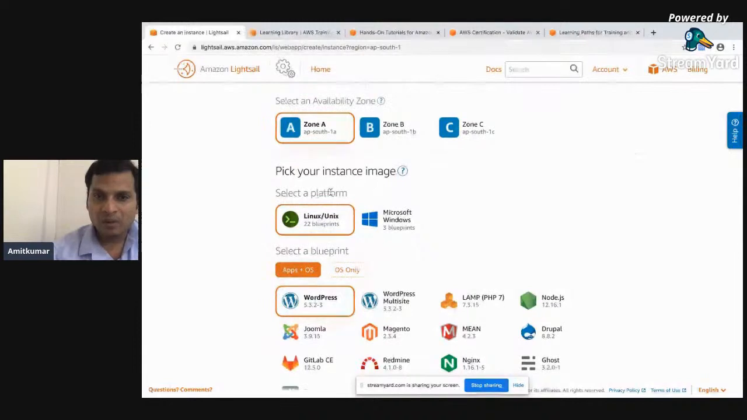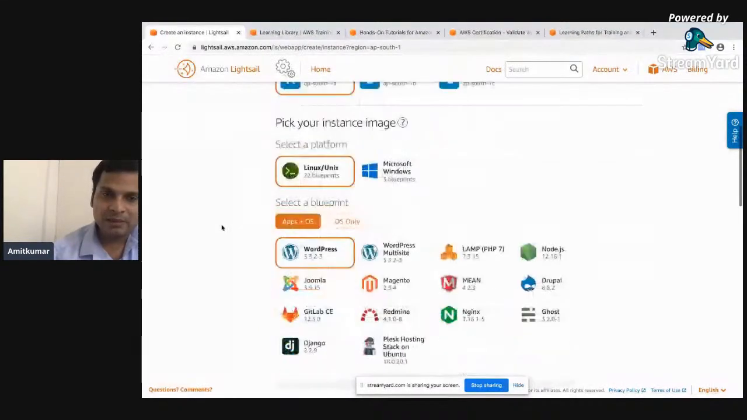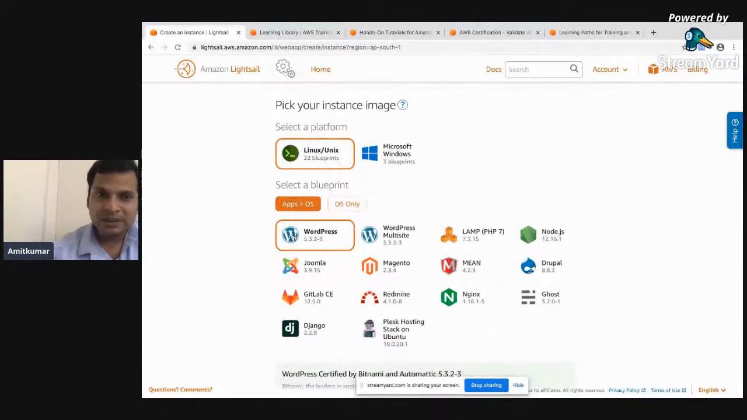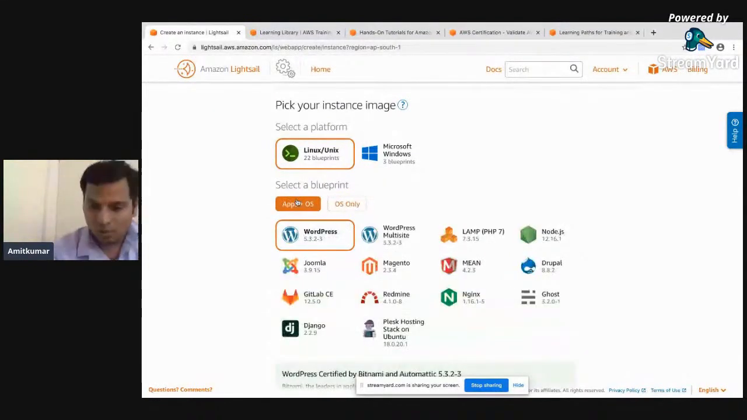What platform do I want to use? A Windows platform or a Linux Ubuntu platform? Let me use that. Now you see I have the option to select application plus OS or just the OS. Let's say I'm aware of hosting my application, how to install my application. I would go ahead only with OS. Or let's say I do not know that, I just know WordPress. I want a server which comes pre-installed with the WordPress application. I will go ahead with this. I'll choose WordPress.